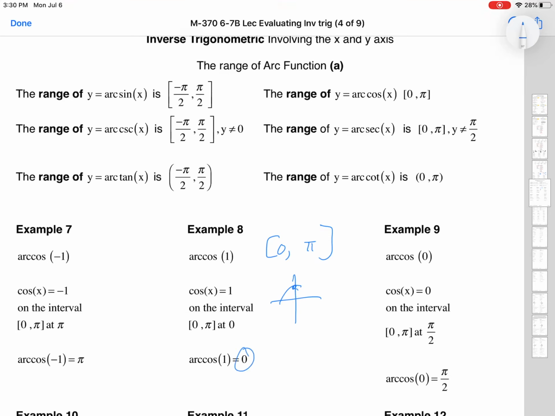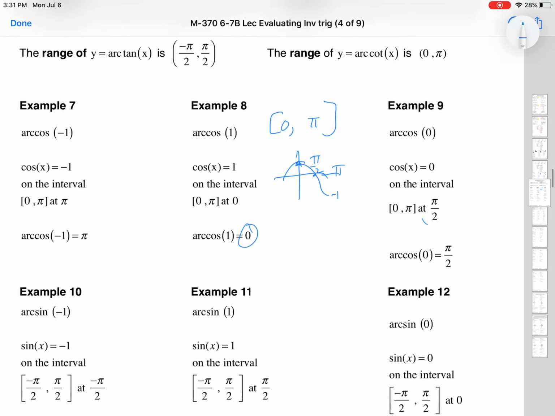Because if we go from 0 to pi, at pi it's negative 1 coming through. If we look at that graph, this is the only segment of that graph. Arc cosine of 0 is going to be at pi over 2. The only time it hits 0 in that interval is right in between there at pi over 2. So these are all right on the axis somehow.